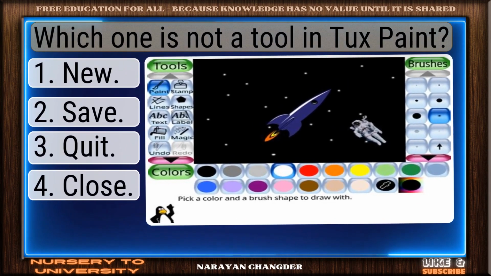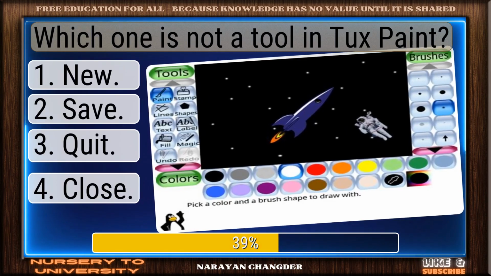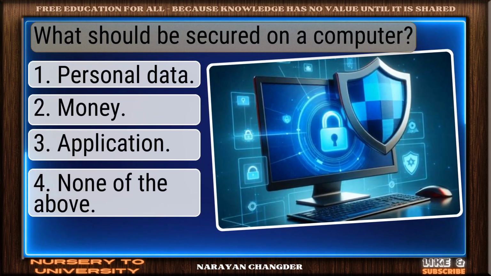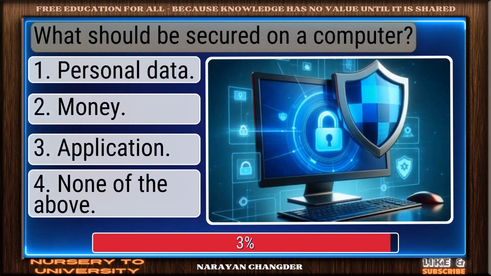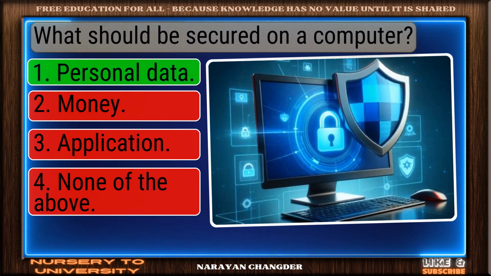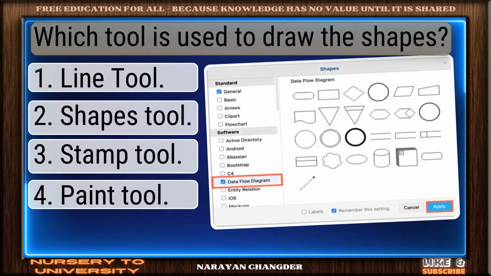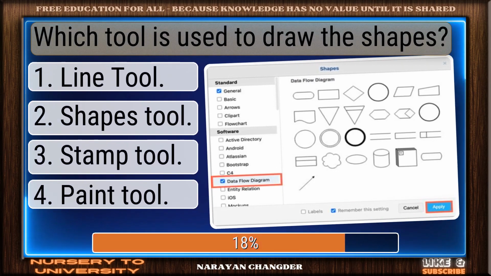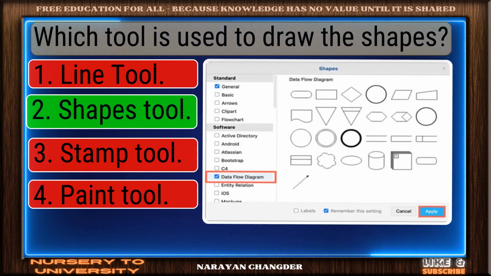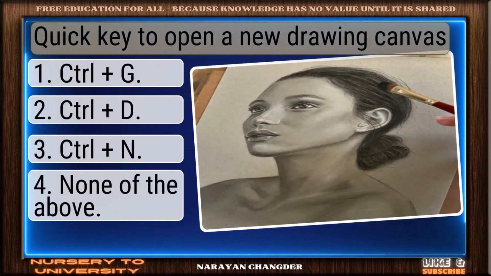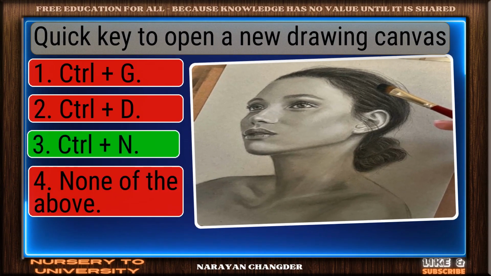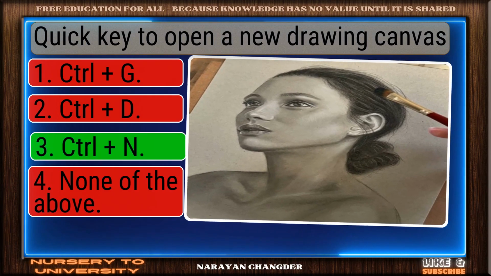Which one is not a tool in Tux Paint? You got it. Close fits. What should be secured on a computer? You chose personal data. Correct. Which tool is used to draw the shapes? Well reasoned. Shapes tool is correct. Quick key to open a new drawing canvas. Sharp thinking. Ctrl+N is right.